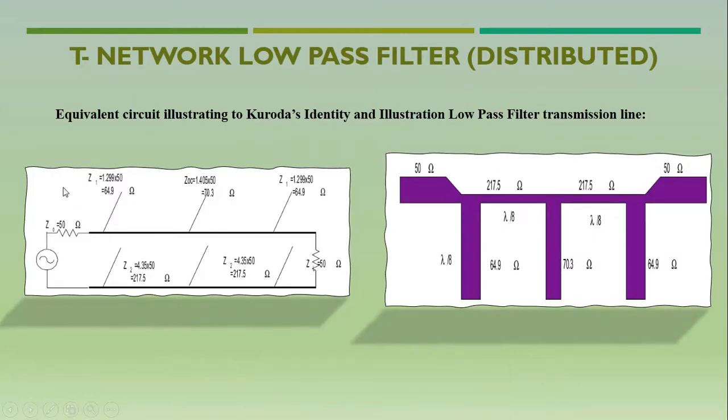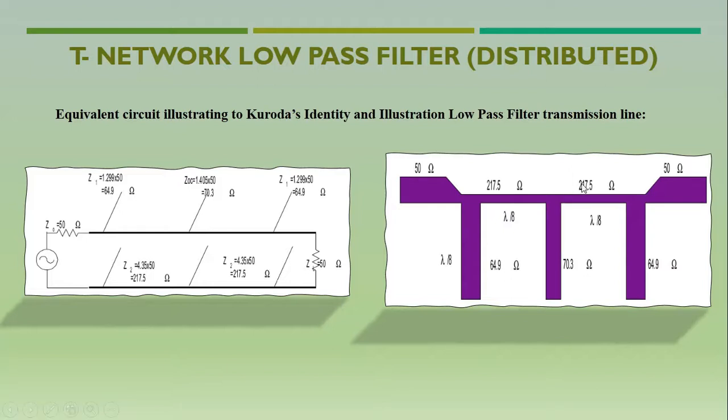So this is the equivalent circuit illustrating Kuroda identity for the low pass filter transmission line. After we multiply by 50, this is the equivalent circuit. All the circuit must be open circuit for n equal to 3.